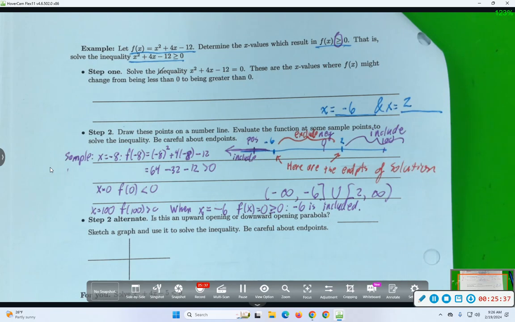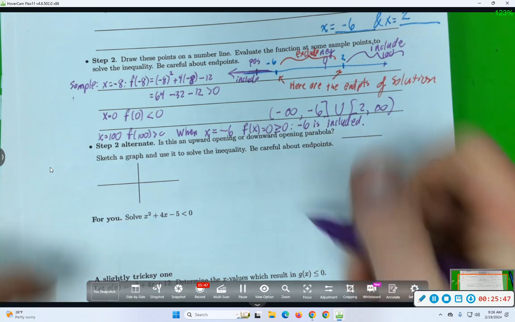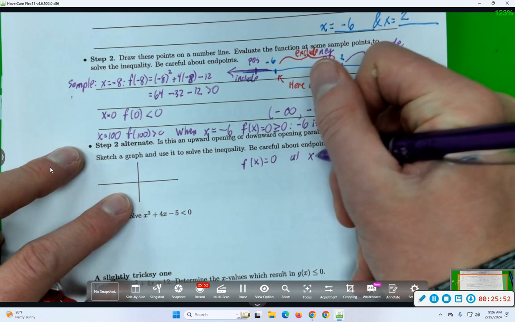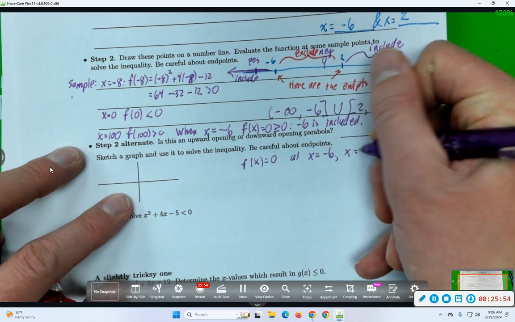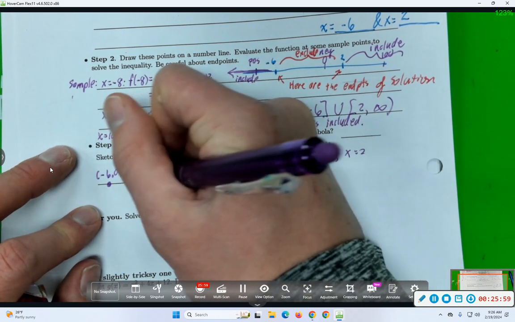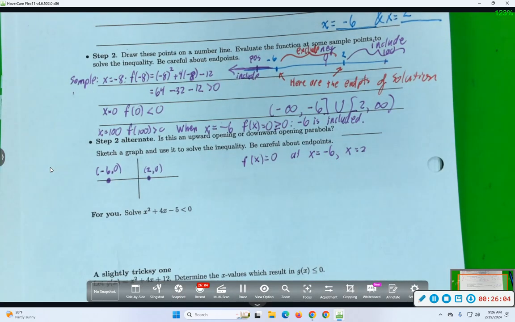Here's an alternative to this thing that I called step 2. Let's just try graphing this thing. I think we have enough information here to do a cartoon graph that's compelling enough. We already have f of x equals 0 at x equals -6 and x equals 2. So if we were to graph this, I'd see an x-intercept at -6, 0, and an x-intercept at 2, 0. And now I'll ask you this. Would this function be an upward opening parabola or a downward opening one? Upward opening.